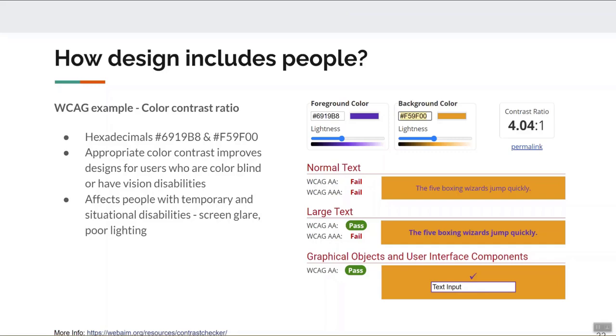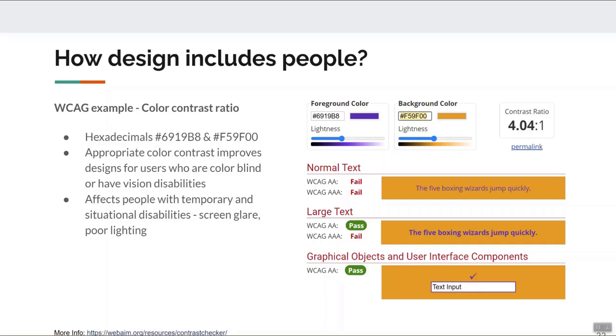I once received an email that had an orange background with purple text, and it was hard enough for me to read. And when I put the colors into the WebAIM color contrast checker, we can see that the WCAG AA value here means that those two colors together failed. An appropriate color contrast would improve this design for users who are colorblind or have vision disabilities.